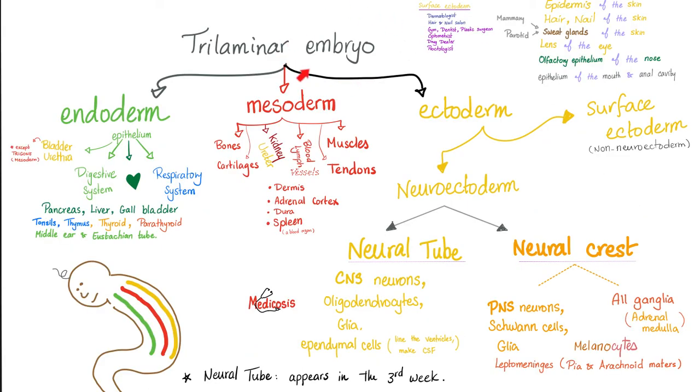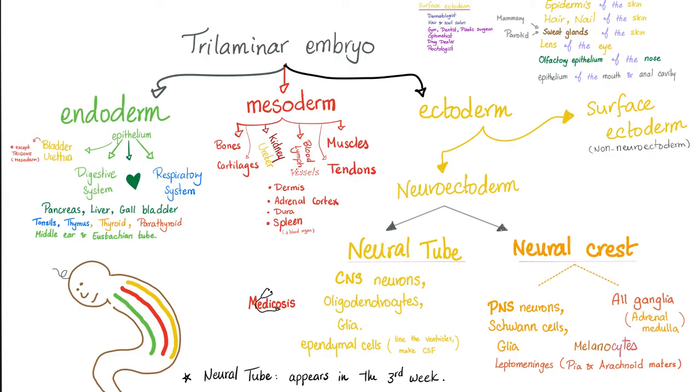Quick embryology review. You remember the trilaminar embryo, 3 layers: endoderm, mesoderm, and ectoderm. Let's focus on the ectoderm. It divides into 2 pieces, the surface ectoderm and the neuroectoderm. The neuroectoderm will give you all of your nervous system. The central nervous system comes from the neural tube, but the peripheral nervous system comes from the neural crest.